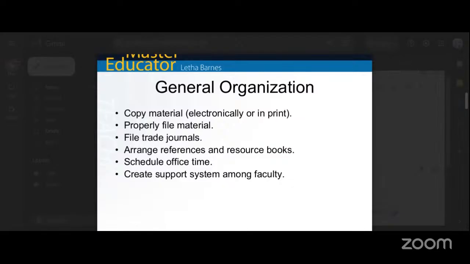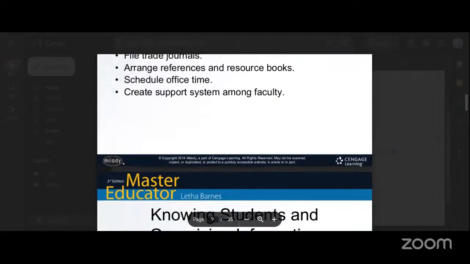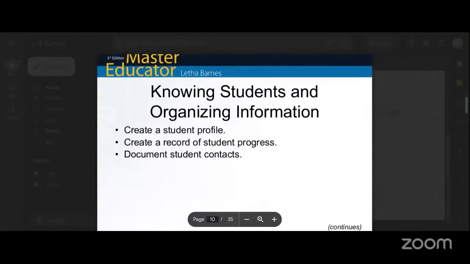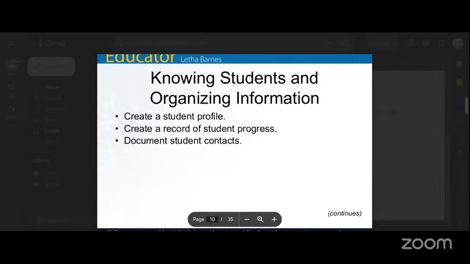We can't be just rolling as a rabbit and not take care of the dashboard. And then we create a support system among faculty. Who can assist, who can help, who needs help, and these factors as well. So knowing students and organizing information, you create a student profile, create a record of student progress, and document student contacts. Okay. Periodically, we will update the emergency contacts, things of that nature.